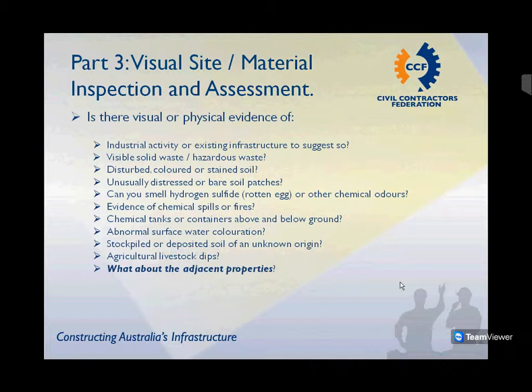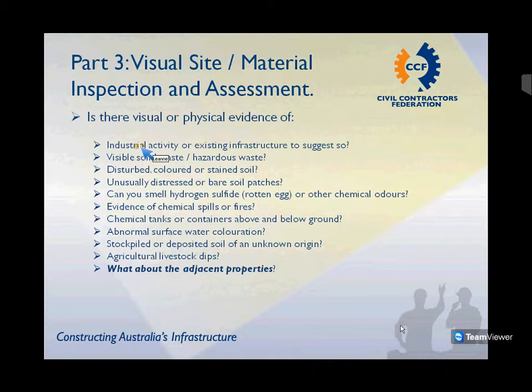Evidence of chemical spills or fires, chemical tanks or containers, any evidence of that above or below ground. Abnormal surface water coloration can sometimes be an indication of hydrocarbon. Stockpiled or deposited soil of an unknown origin, agricultural and livestock tips, and it's also worth having a look at adjacent properties. If the answer to any of your part 3 questions is yes, then the site or part of the site may have had a potentially contaminating activity occur. It's part of the check.